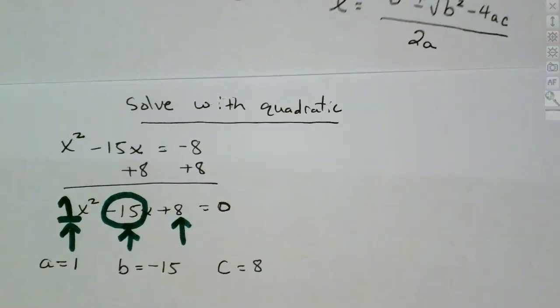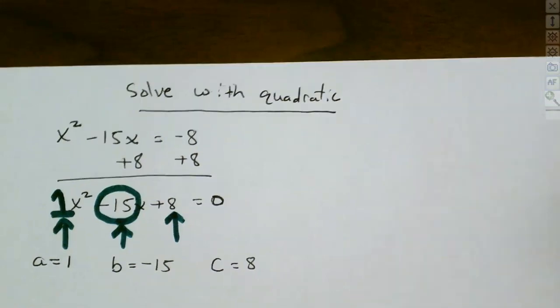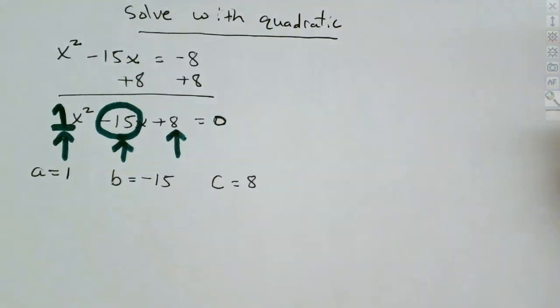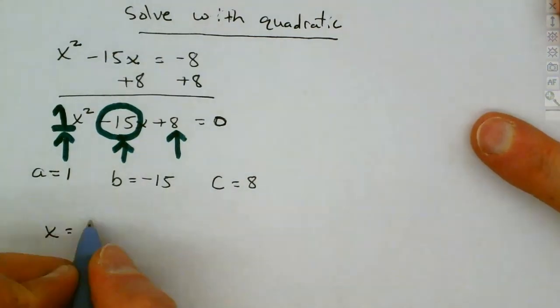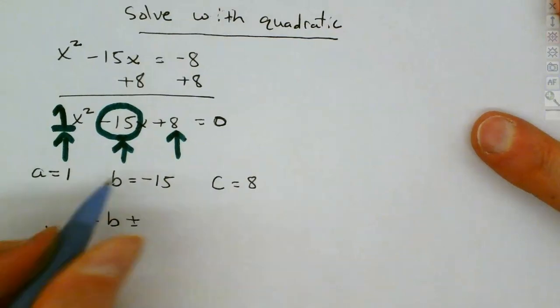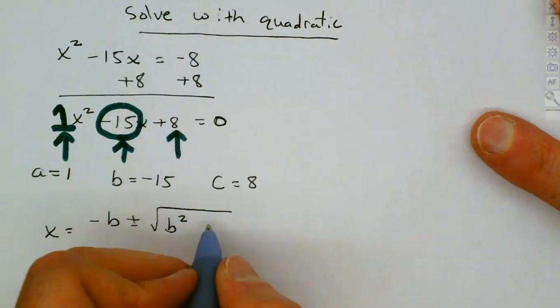I'm going to slow down so we don't go through this too quickly. So let's recap what we did. First off, we set it equal to what? 0. Then we labeled our A, our B, and our C. Now what I always like to do is I always like to rewrite the formula. Every time I use a formula, I write that formula up right next to it so I can see where all the parts go.